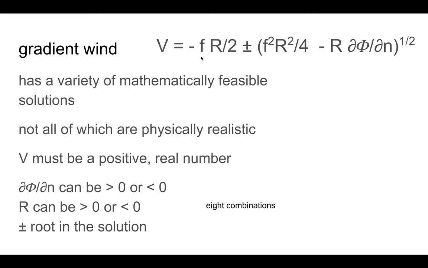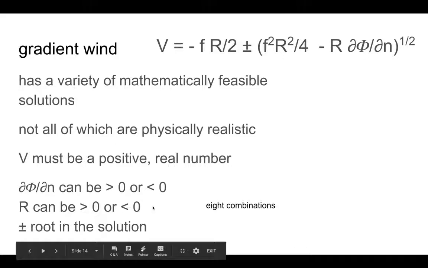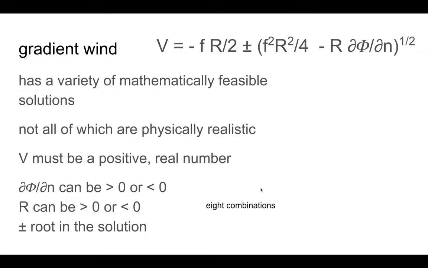But you can imagine, at least if we're just going to focus on the northern hemisphere, where f is positive, we can have a variety of combinations of r and d phi dn, and then these plus or minus roots to give us several possible solutions. So the d phi dn can be positive or negative. The radius can be positive or negative. And then we have this plus or minus root in the solution. And so you multiply those out. We have 8 possible combinations of solutions that we need to consider.